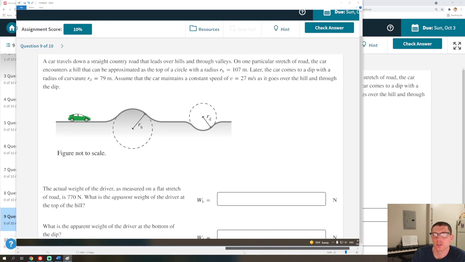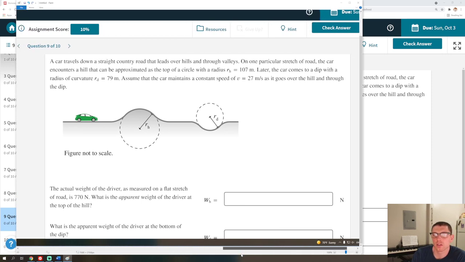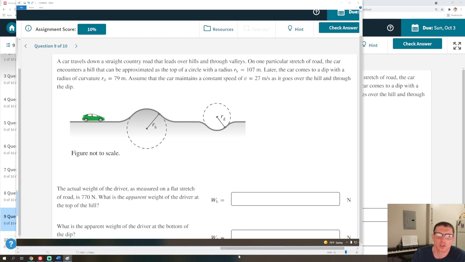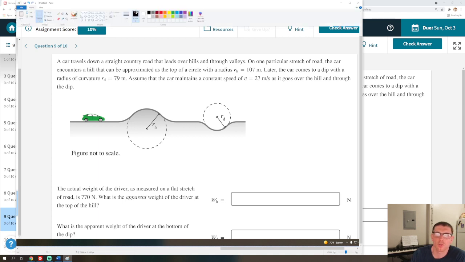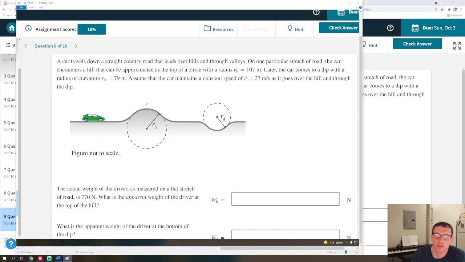Car travels down a straight country road that leads over hills and through valleys. Car encounters a hill that can be approximated as the top of the circle with radius D. Yeah, so this is what we want to do here. We just want to draw the free body diagram for the car when it's at the top and bottom of these circles.